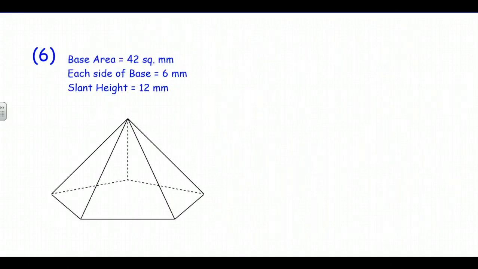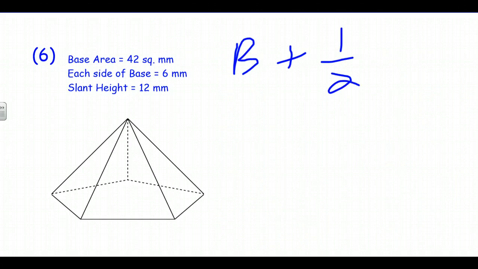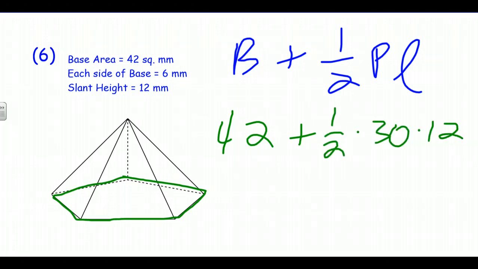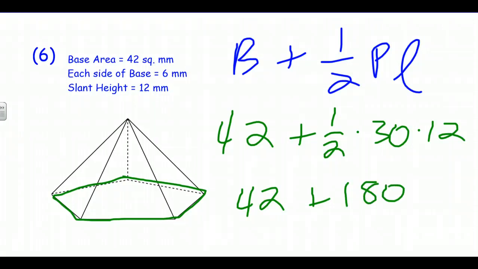And now for the pyramid, area of the base plus 1/2 the perimeter times the slant height. The area of the base is 42 square millimeters. We know that this is a pentagonal pyramid because the base is a pentagon. Each side of that base is 6 millimeters, so the perimeter is 6 times 5, or 30 millimeters, times a slant height of 12. 42 is just, well, 42. When we multiply 1/2 times 30 times 12, we end up with 180. And 42 plus 180 is 222 square millimeters.